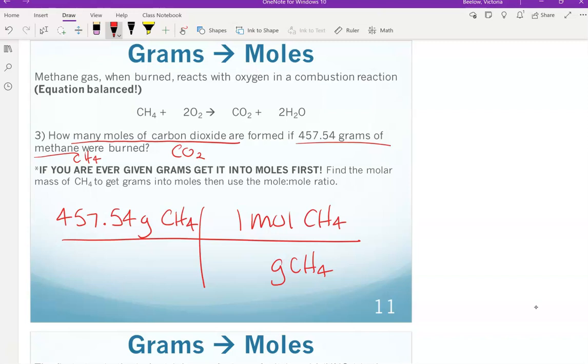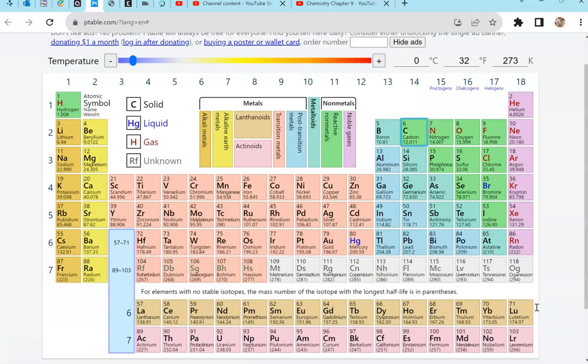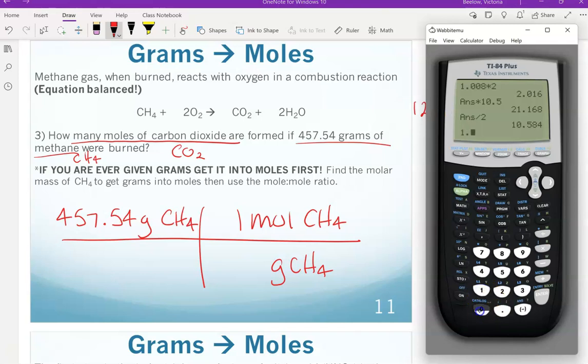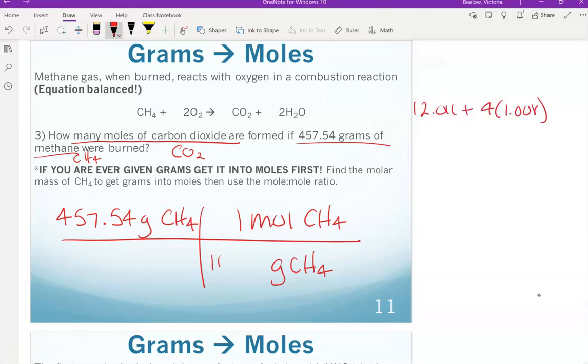So carbon is 12.011 plus there are 4 hydrogens, so 4 times 1.008. So 1.008 times 4 plus 12.011. So 16.043 grams. So all I've done is convert grams into moles, which we've done before.